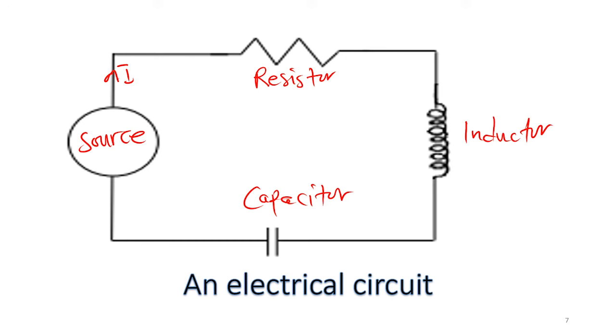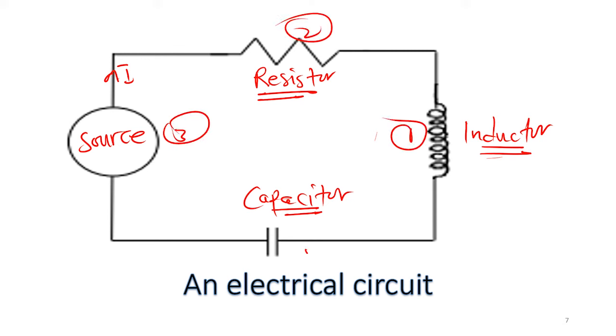And these are passive elements. This resistor will dissipate. This inductor has the ability to store, and this capacitor has the ability to store. So this is a typical electrical circuit, which combines all the elements. Elements are the building blocks of the circuit. This is one element, the second, the third, and the fourth element. They combine with the wires to give us a complete circuit.